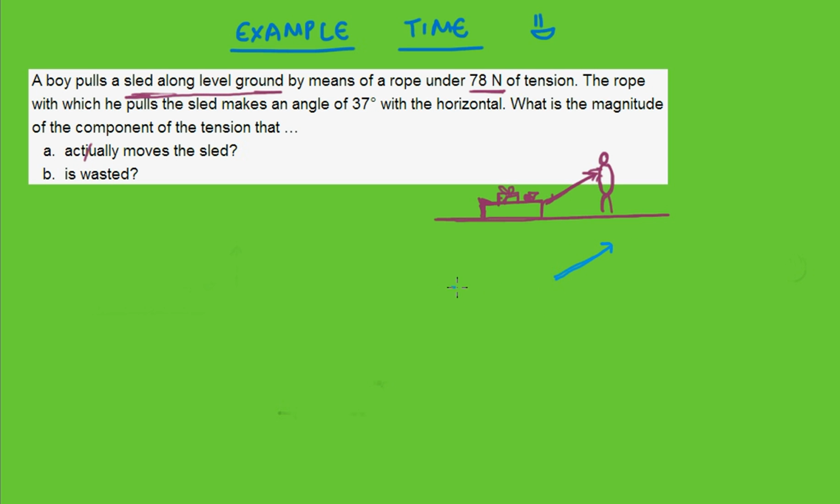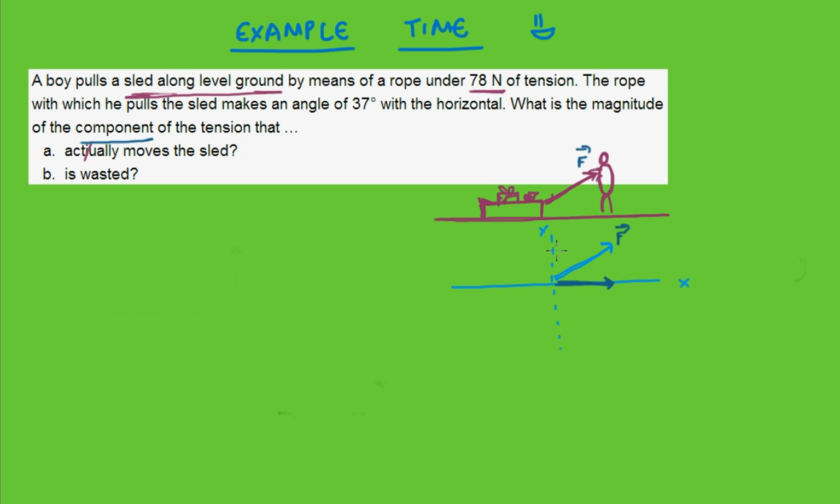and if this is the ground, let's take the ground to be the x-axis and the vertical to be the y-axis. So what they're asking is, what is the magnitude of the component of the tension that actually moves the sled? Now which is the actual force that moves the sled? This is the force applied by the person. This is a force vector. Now the component of the force which actually moves the sled is along this direction.